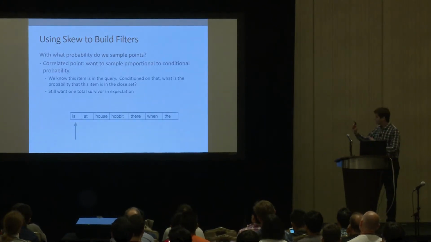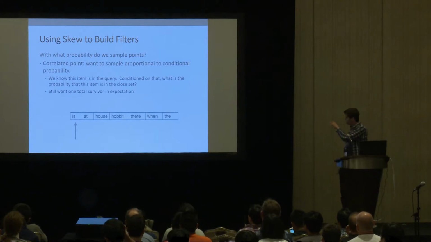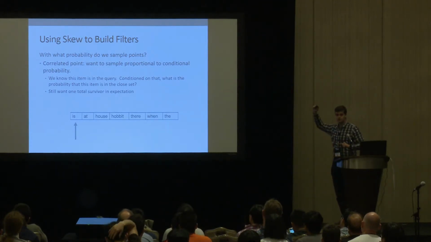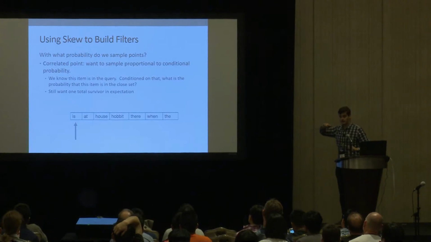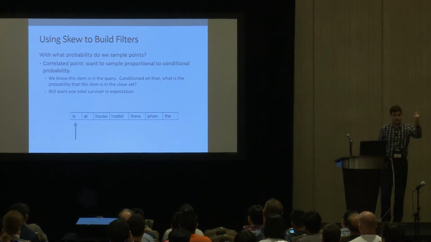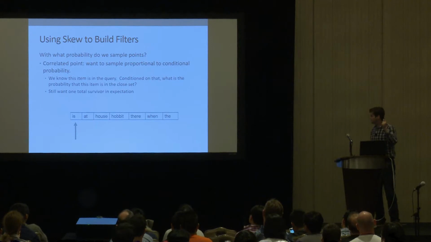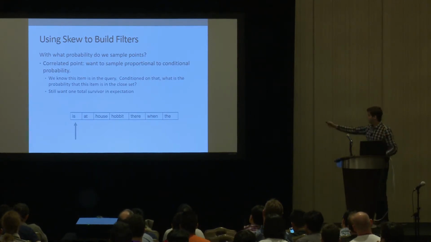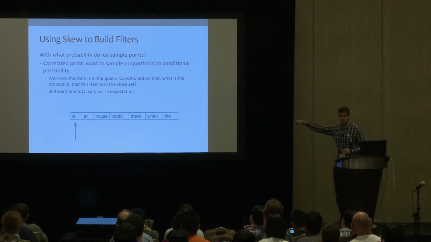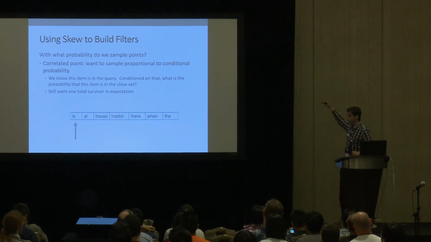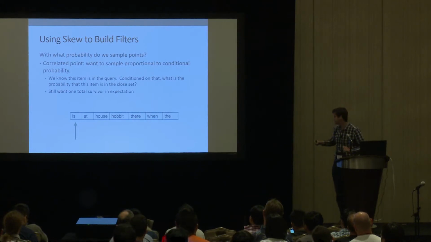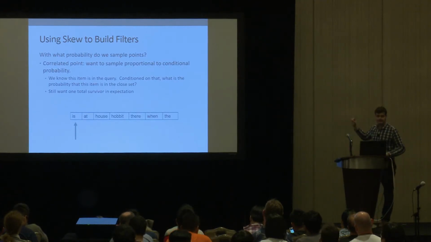But for the correlated point, things get a little bit more interesting. It turns out we want to sample proportional to the conditional probability of that item being in the close point. In other words, we know that this item is in the query. Conditioned on that, what is the probability that the item is also in the close set? So that's how, when I say proportional, we decide what to sample more often than others. We're still going to scale all of them so that we get one total survivor in expectation, which is what gives us correctness.